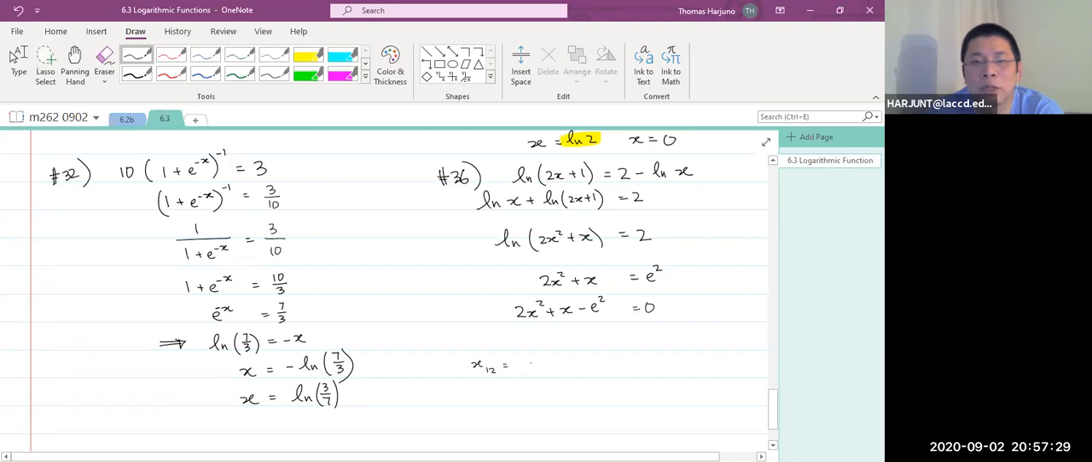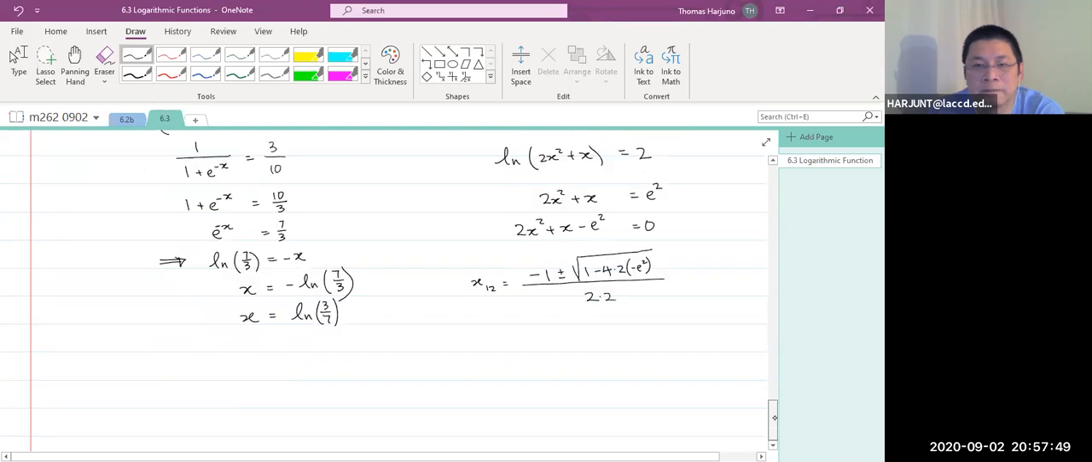And then I think I will apply the quadratic formula. So this will be negative b plus or minus square root of b squared minus 4ac. Actually, 2 times 2. So I get negative 1 plus or minus square root of 1 plus 8e squared, over 4.